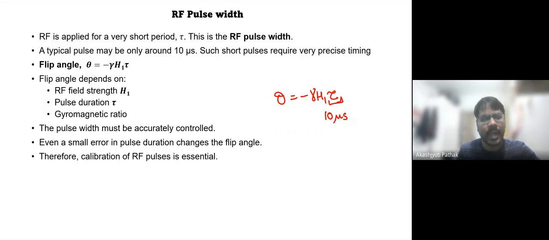We can see that the flip angle depends on the magnetic field, pulse duration, and the gyromagnetic ratio. If your pulse width is not accurately controlled, there can be small errors in the pulse duration, and because of this small error, the flip angle will change. As a result, when we talk about the spin echo and all these INEPT based methods, the signal that you get will not be what you desired. So the calibration of RF pulses is essential.